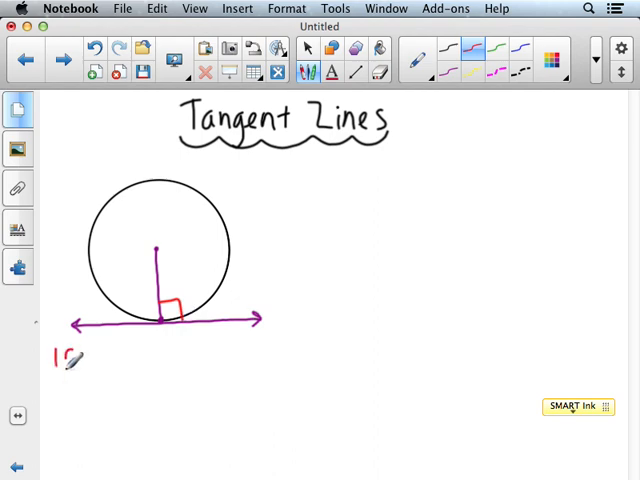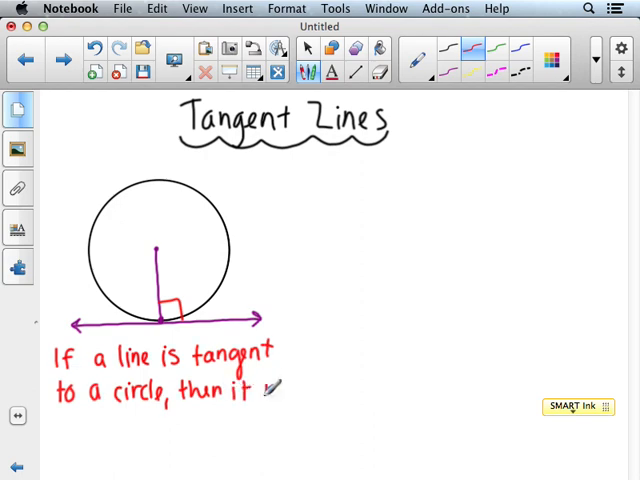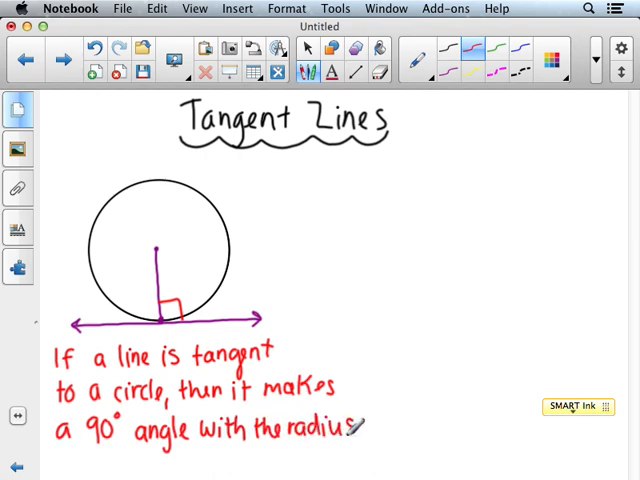So that's theorem 1. If a line is tangent to a circle, then it makes a 90-degree angle with the radius. And the opposite works too. We can flip the hypothesis and the conclusion to this: if a line makes a 90-degree angle with the radius, then it's a tangent. So it works both ways. As long as you see a tangent, you know this is 90 degrees. If you see 90 degrees, then you know that it's tangent. It works both ways.